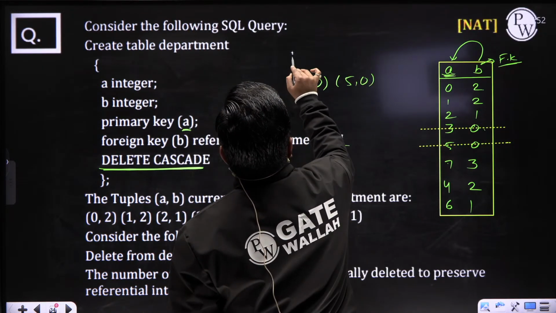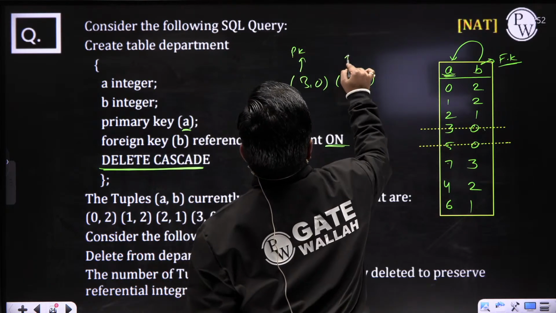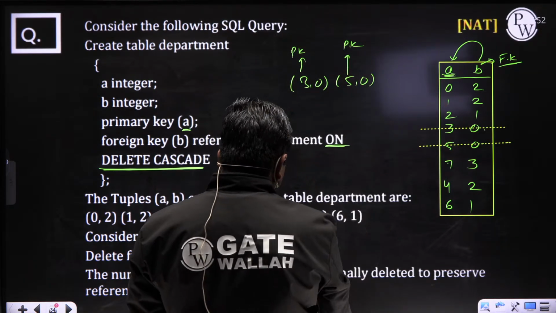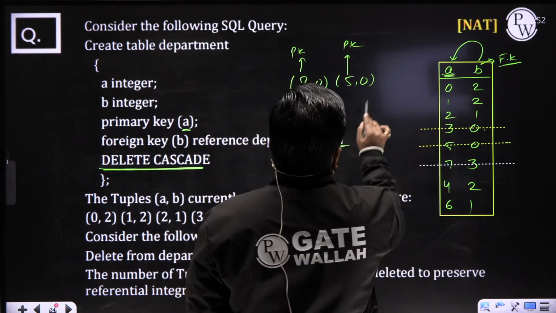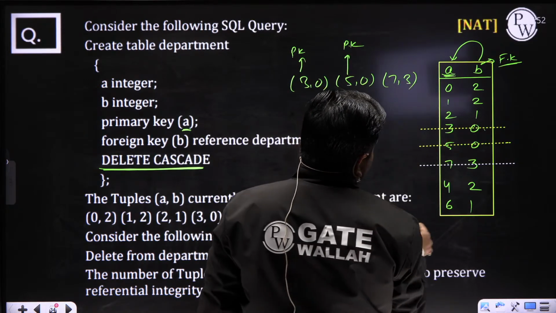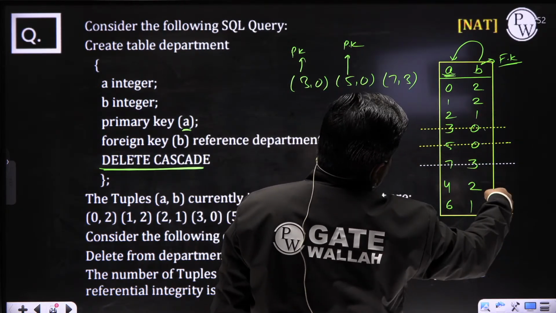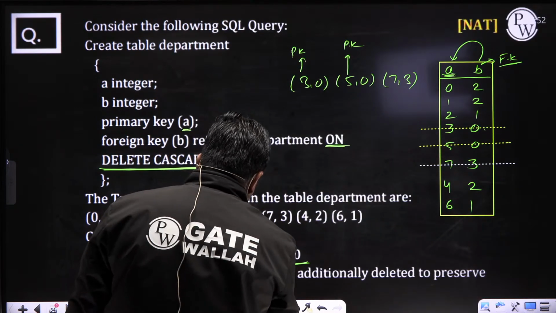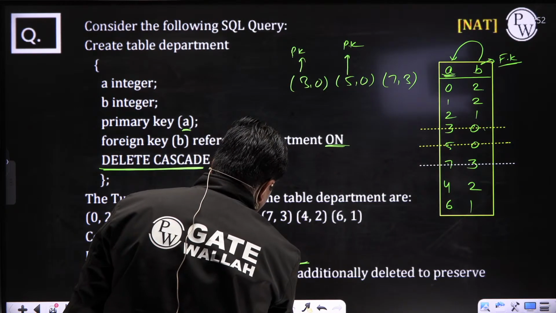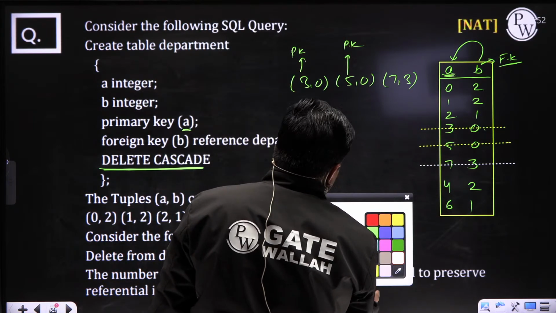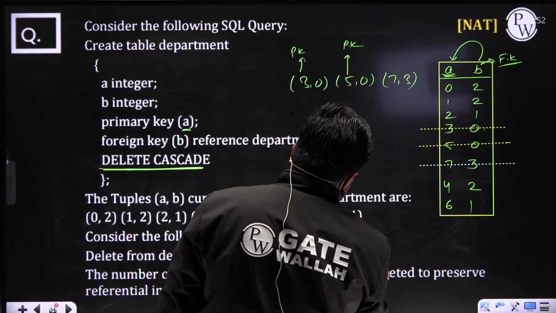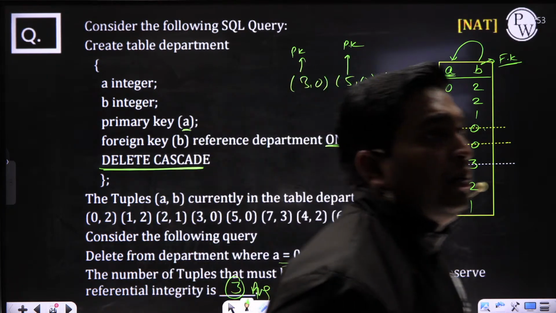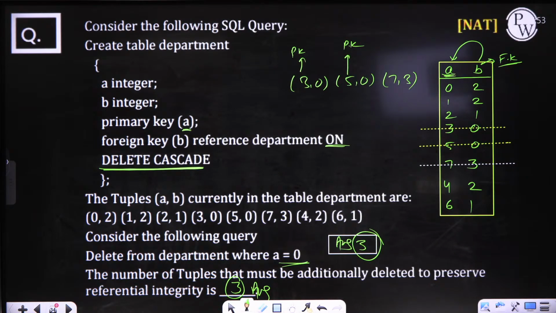Due to this, primary key 3 and primary key 5 will be deleted. Now check whether primary key 3 is present or not. Yes. Then (7, 3). Is primary key 5 present? No. Is primary key 7 present? No. So how many tuples are additionally deleted? 3 tuples are additionally deleted. So what is the correct answer? 3 is the correct answer. Clear? Yes, Anjali, I have also taught you that type of concept.